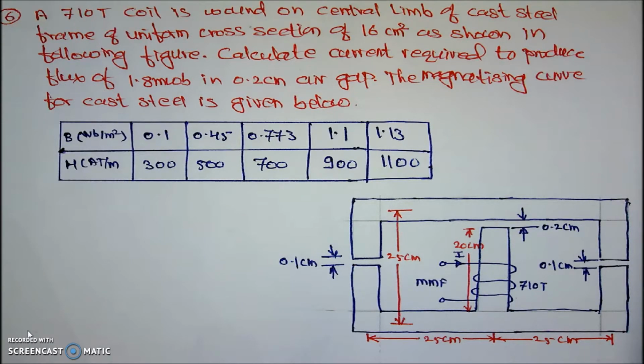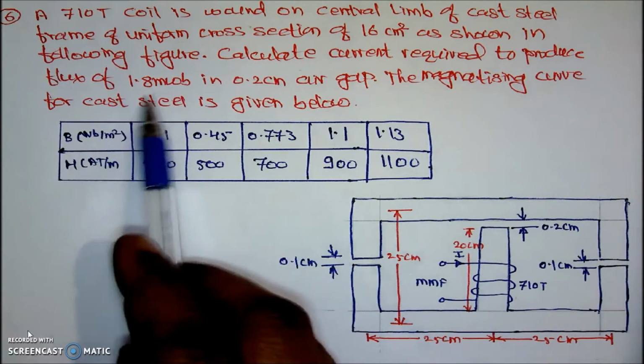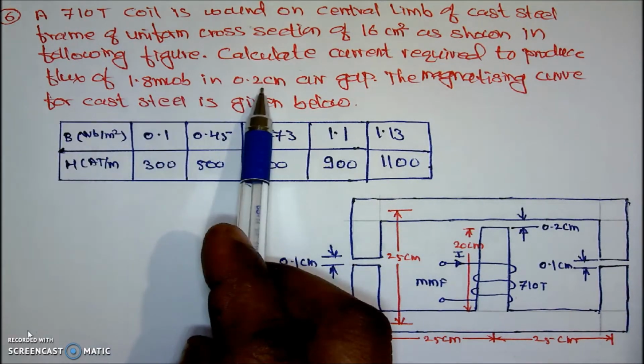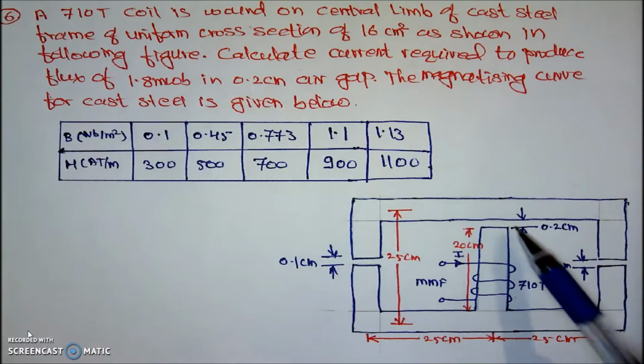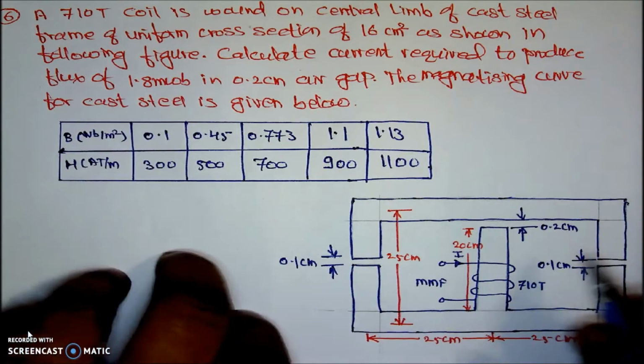In this particular example, we will calculate the value of the current I needed in the circuit to have a flux of 1.8 milliwebers in the 2 centimeter air gap, that is this air gap. First, I will sort out the given data here, and then we will work out the remaining things.